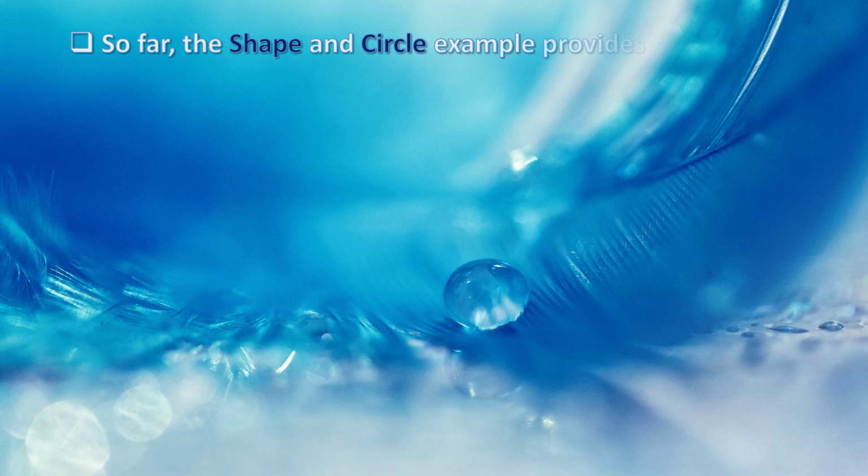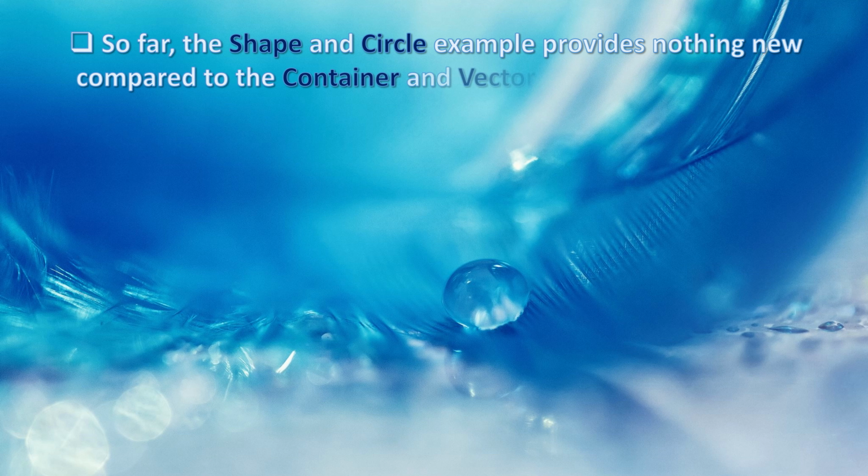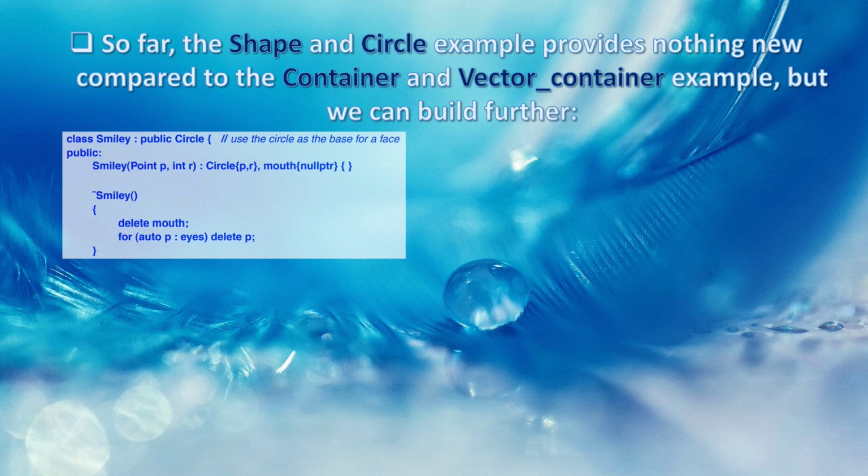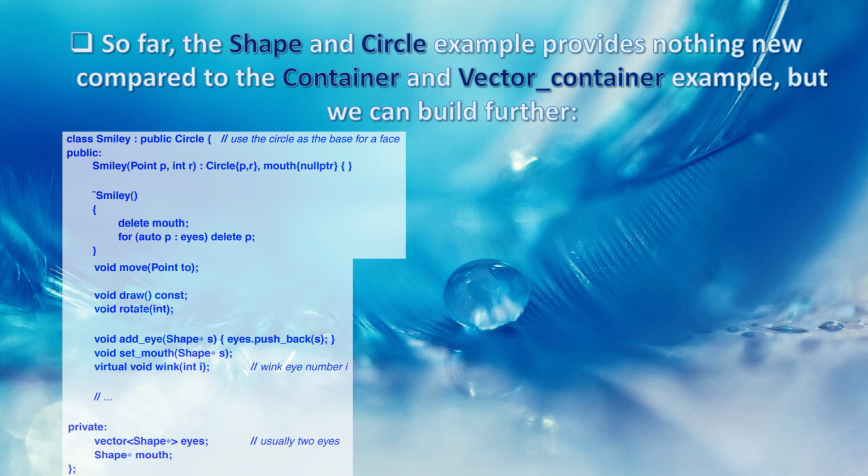So far, the shape and circle example provides nothing new compared to the container and vector container example, but we can build further. Class smiley, public circle, use the circle as the base for a face. Public. Smiley, point p, int r, circle p, r, mouth, null ptr. Smiley, destructor.